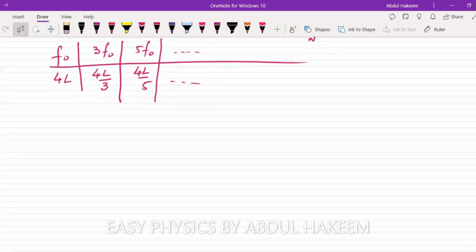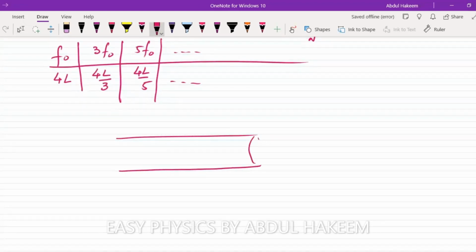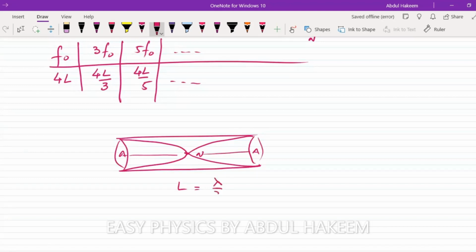But if the tube is open at both ends, then for the first loud sound, one node and 2 antinodes are formed. So this is antinode, node, antinode. So here the whole length is equal to lambda by 4 plus lambda by 4, which becomes lambda by 2. So the wavelength is 2L.